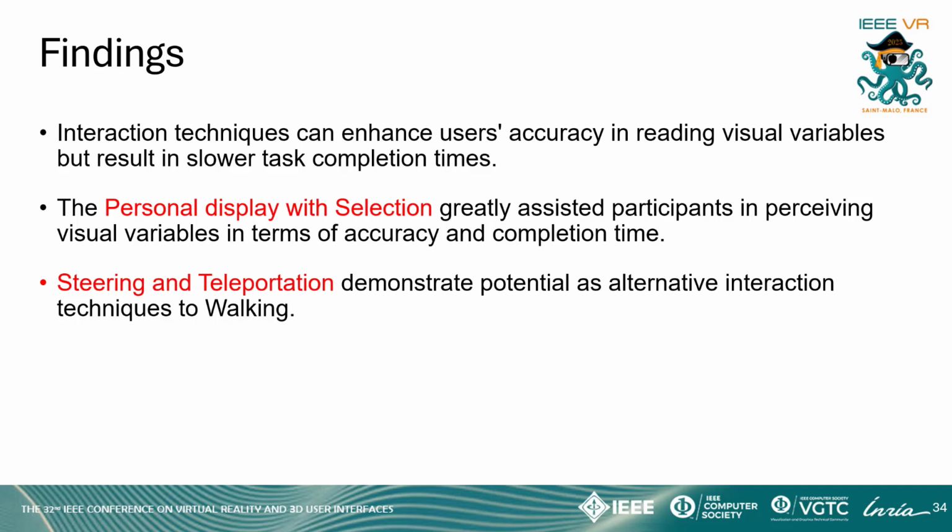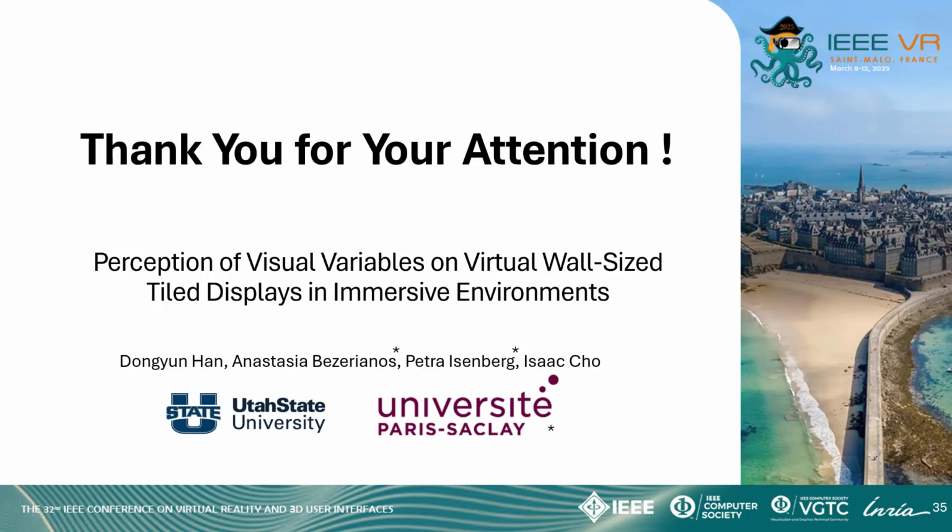Our second study showed that user perception ability can be improved with 3D user interactions. While the personal display conditions showed poor performance in the first study, we found the personal display with selection can greatly assist users in perceiving visual variables. At last, based on user movement analysis results, steering and teleportation showed similar user behaviors to walking, and this finding demonstrates their potential as alternative interaction techniques to walking.